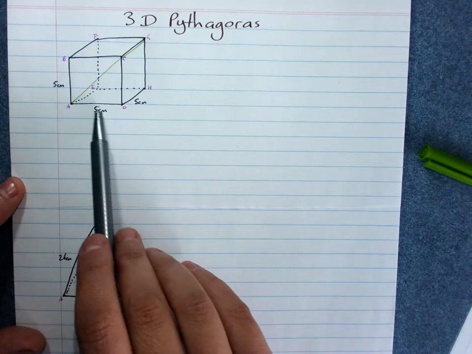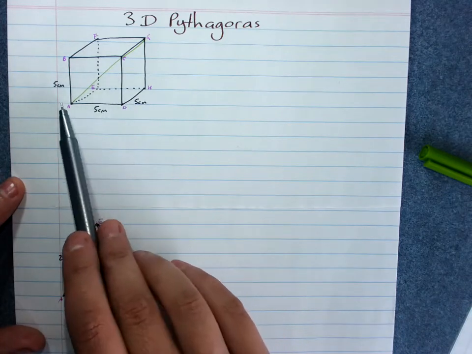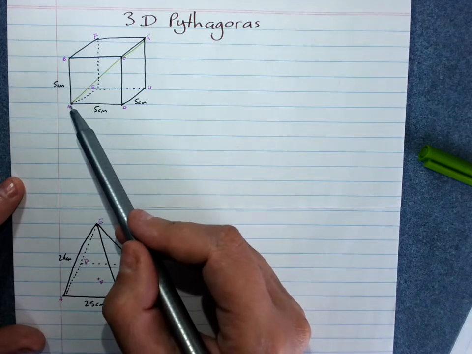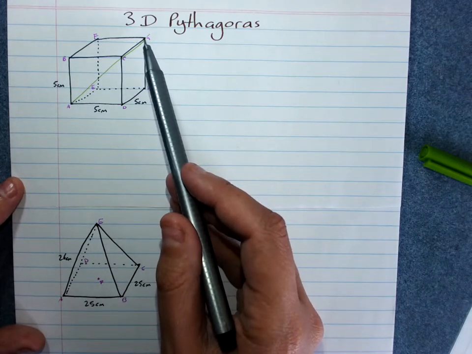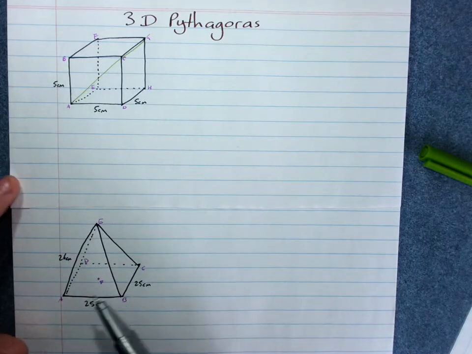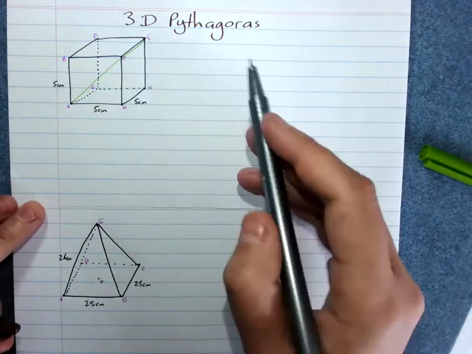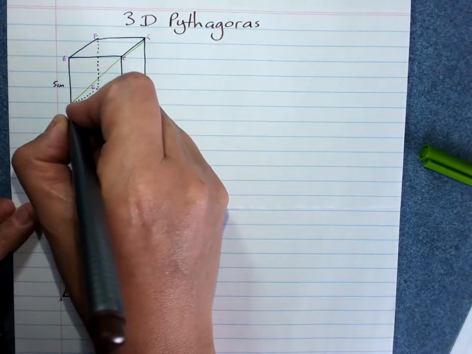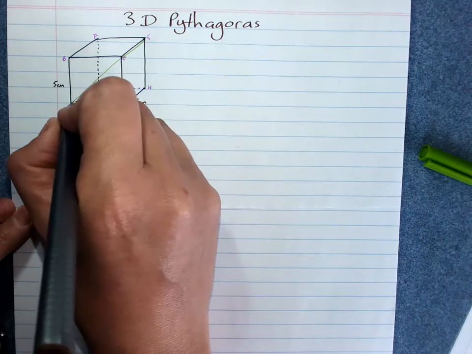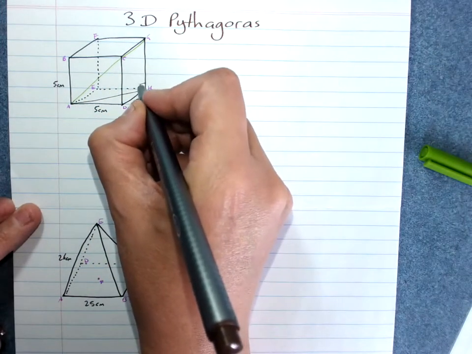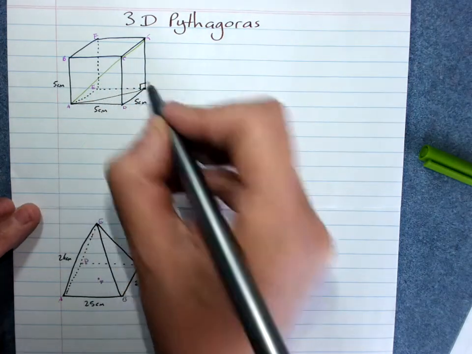So here I've got a cube of 5 centimeters on each side, and they want me to find the distance from the bottom front corner to the top back. The method that you're going to have to use for all of these is finding a right-angled triangle that's got that length in it. Since all the sides are at right angles, you can see that this side AG forms a right-angled triangle with this side AH.